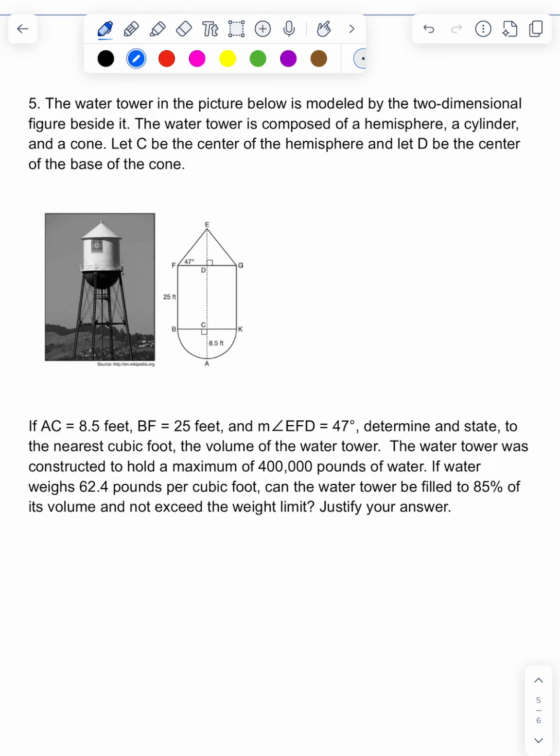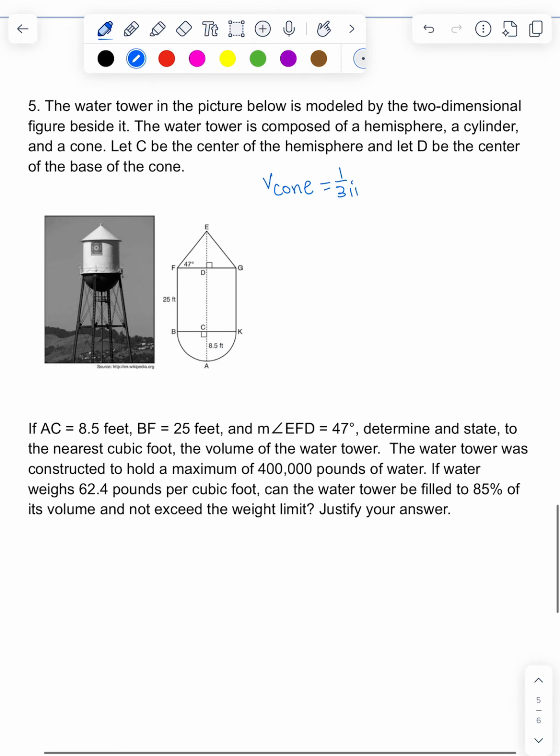Let's start with the cone. So volume of the cone, that's the top part, is 1/3 pi r squared height. So I need the radius and I need the height. This radius of the hemisphere is 8.5, and all radii of the same shape are congruent. So the radius of the circular part of the cone also is 8.5. So the radius is 8.5.